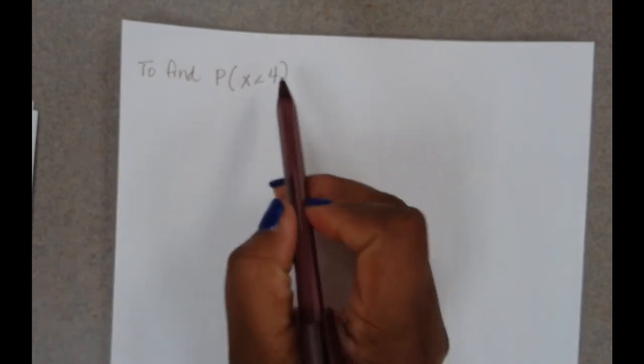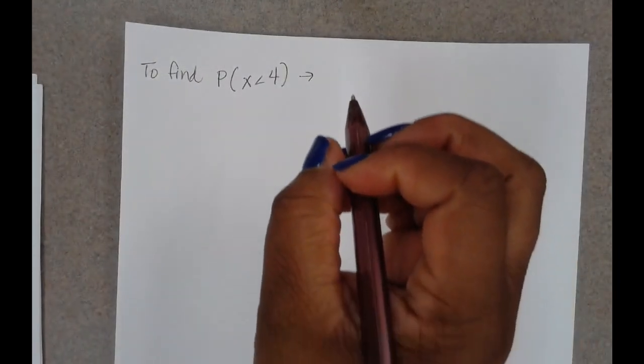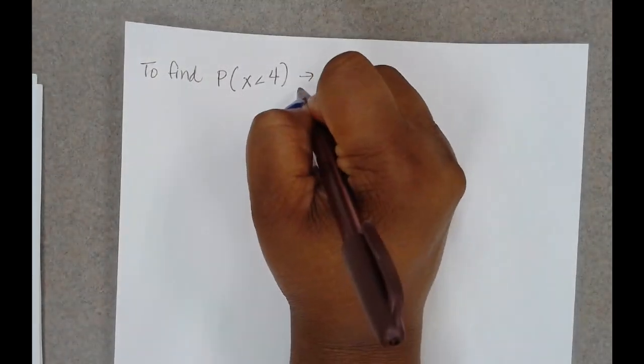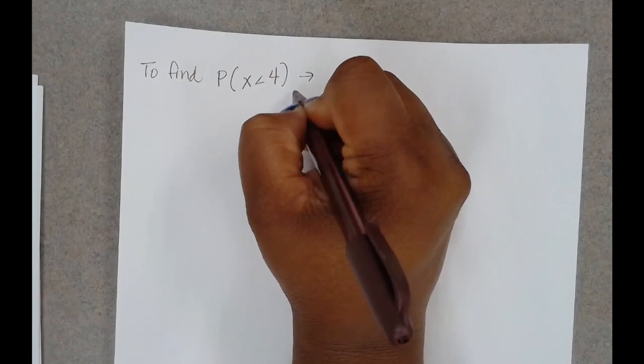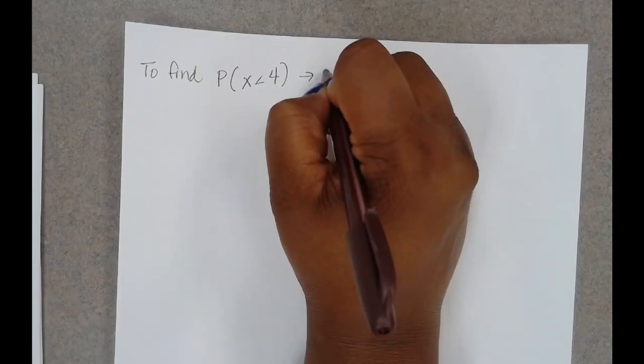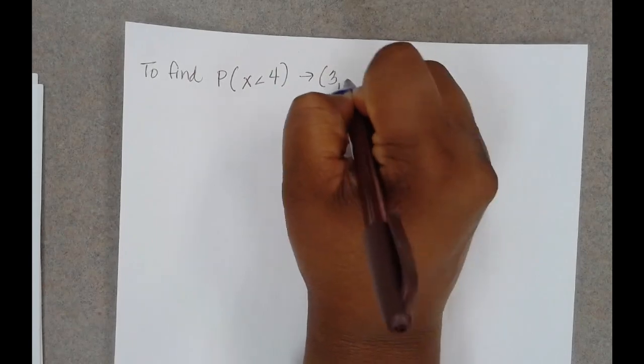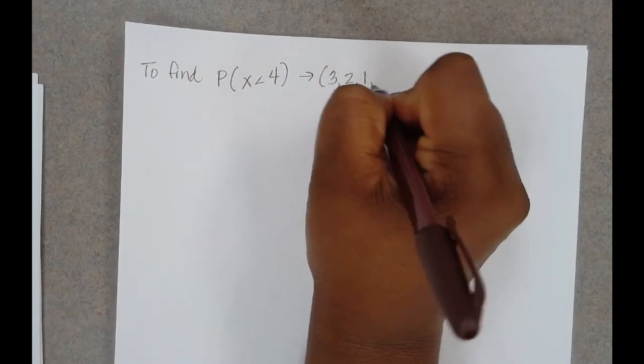So we want X is less than 4. Well, what are those numbers? That is not 4. Oh, I'm sorry, it's not focused. So X is less than 4 does not include 4. So we're talking about the numbers 3, 2, 1, and 0.